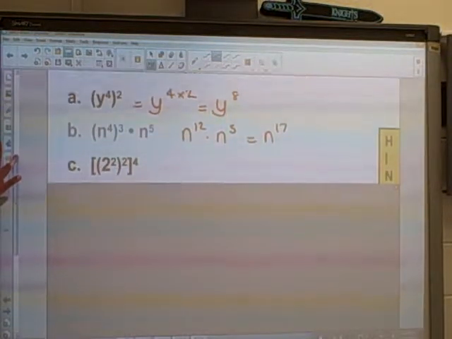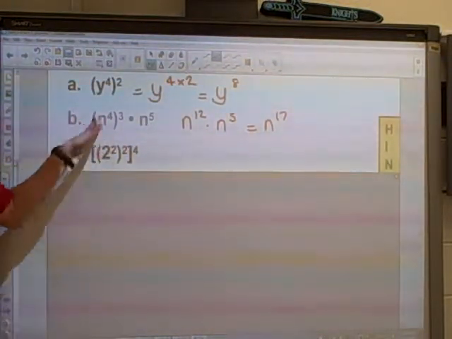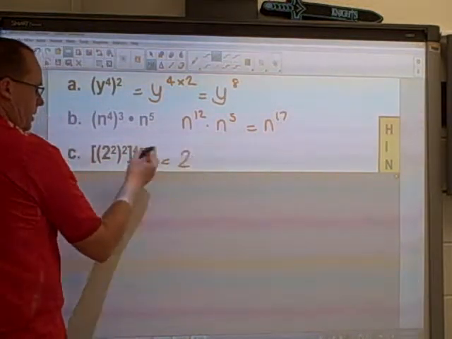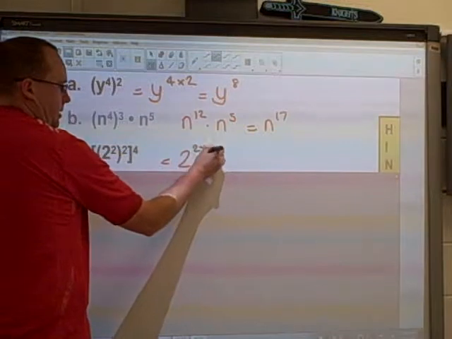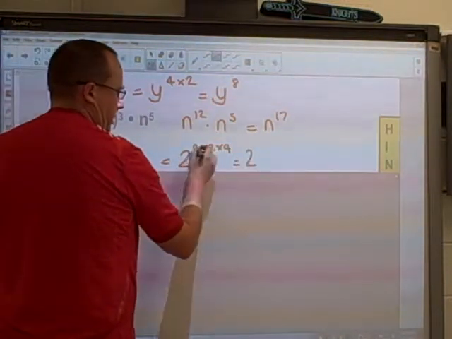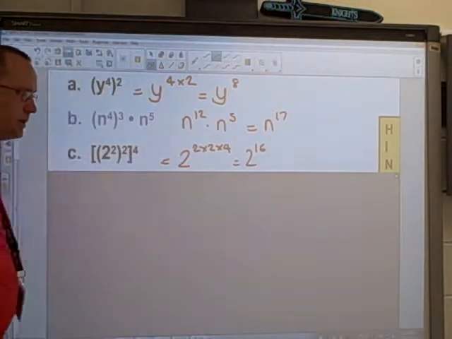Now we can have more than one power to a power. We can have a power to an additional power. So for this question here, I'm going to multiply all these together. So 2 times 2 times 4 is 16, so the answer is 2 to the 16.